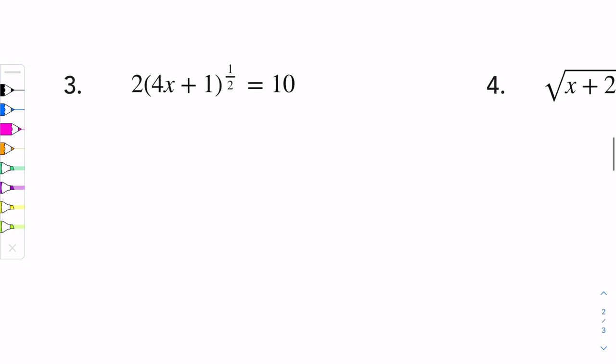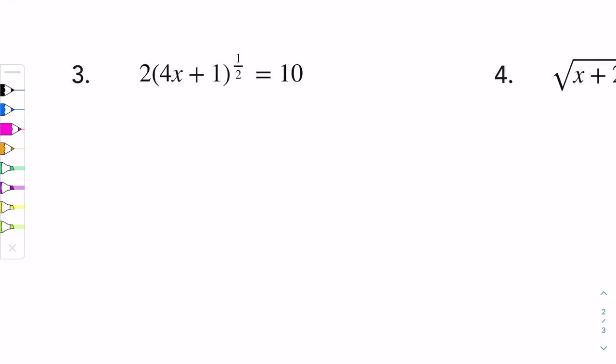So number 3, I'm going to get started on number 3 for you. I'm going to talk about how to solve this, and then I'm going to solve number 3 and 4 without speaking through them. You can just follow along with my work.